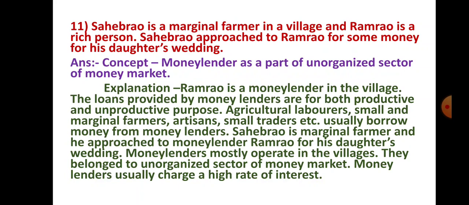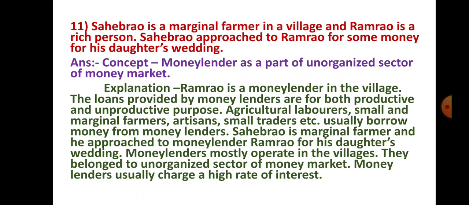Saheb Rao is a marginal farmer in a village and Ram Rao is a rich person. Saheb Rao approached Ram Rao for some money for his daughter's wedding. So what is the concept here? So here concept is money lender as a part of unorganized sector of money market. Okay, now let us see the explanation.